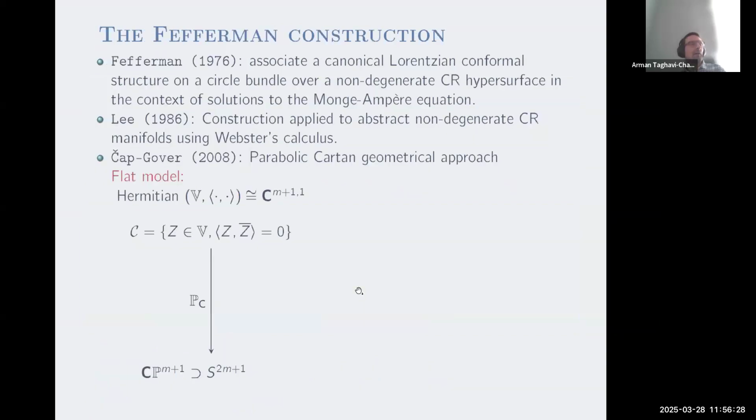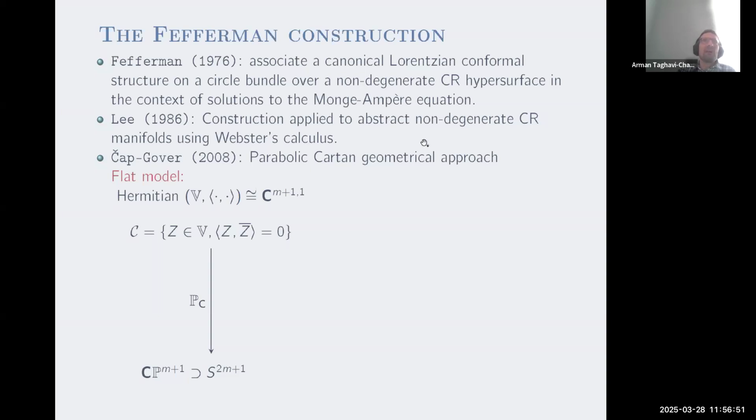Okay, now let's move on to Fefferman's construction. I'm moving into the realm of conformal geometry. As I said, Fefferman constructed a canonical Lorentzian conformal structure from a CR manifold.